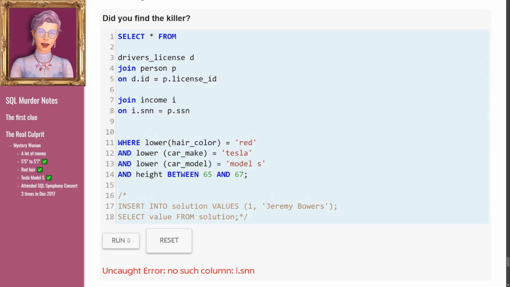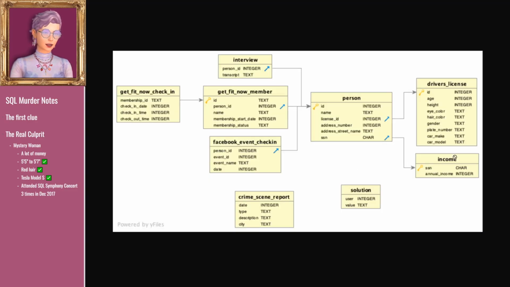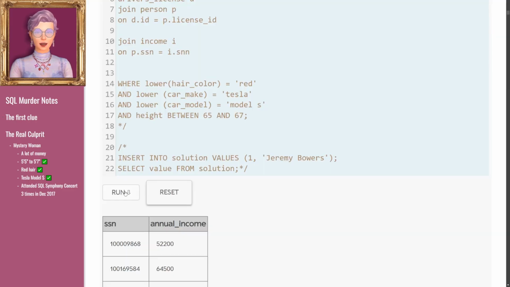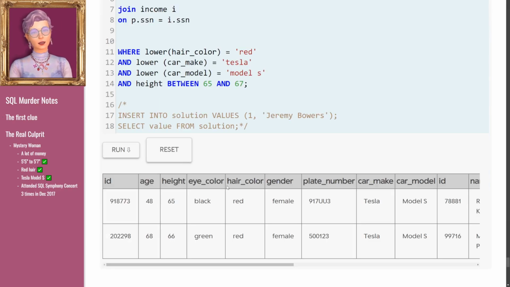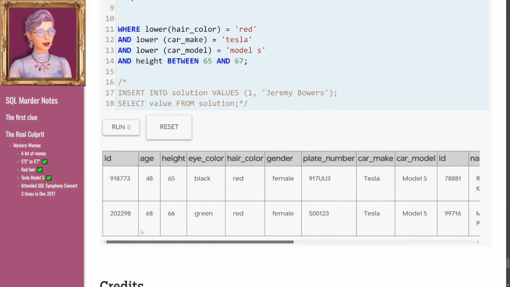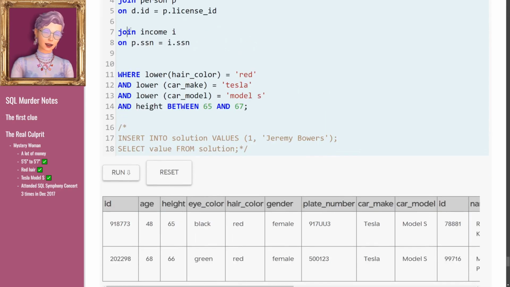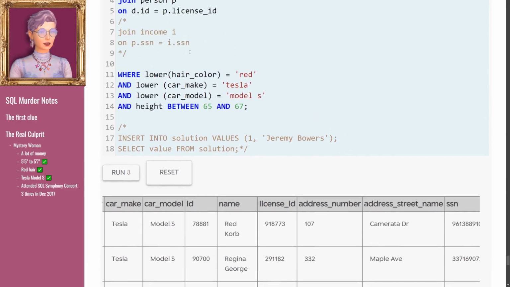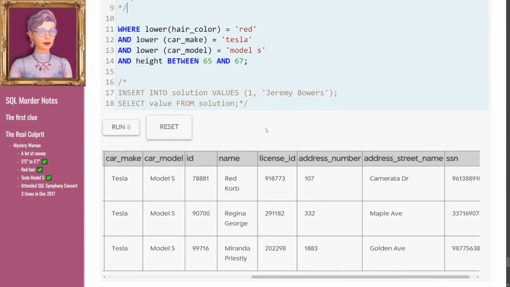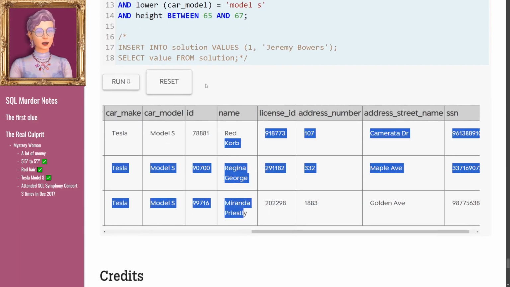No such column I.SSN. What do you mean? It's income SSN. I'm so dumb. I see it now. I typed SSN wrong as SNN. There we go. Interesting. There's only 2 people in here. Wasn't there more people when I didn't have that? Yeah, there was 3. Interesting. That means one of these women doesn't have income, I guess. Or that one of these women is a duplicate.